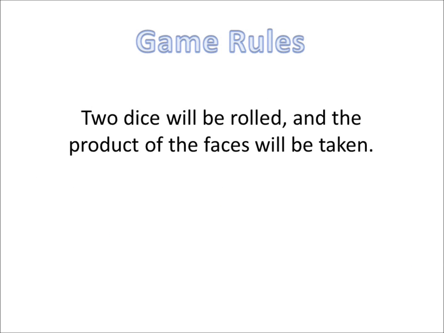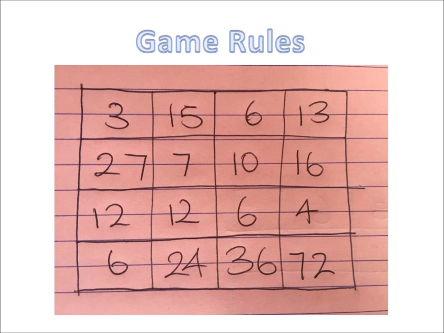Rules of the game. Students are told that 2 dice will be rolled and that the product of the numbers shown on the faces will be taken. If students have this number on their grid, they can cross it off. Numbers can be on their grid more than once, but only one can be crossed off per roll. The first student to get 4 in a row, either horizontally, vertically or diagonally, shouts bingo to win.